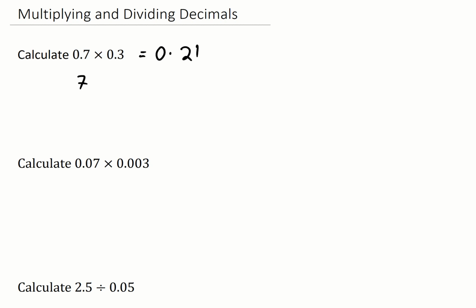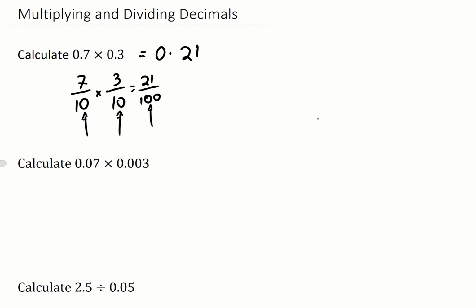0.7 is really 7/10, and 0.3 is really 3/10. So when we multiply fractions, multiply the top lines to get 21, multiply the bottom lines to get 100. Okay, so see, that gave me one decimal place, that gave me another decimal place, so I end up with 2 decimal places in my answer.